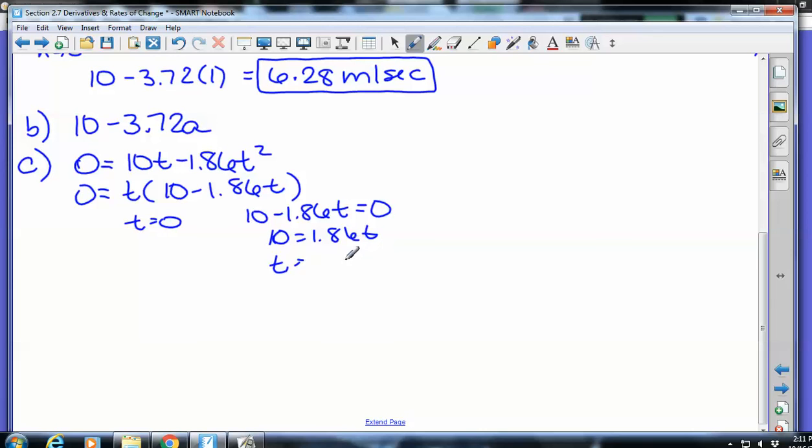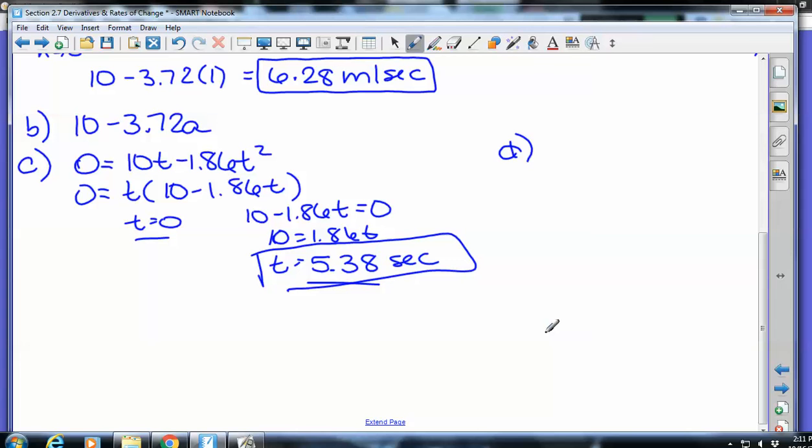Get t to be 10 over 1.86. What's that give us? So I got two answers. T equals 0. What does t equals 0 represent? Right, start. It started on the ground. And then it's back on the ground 5.38 seconds later. So this is the one that really answers the question.